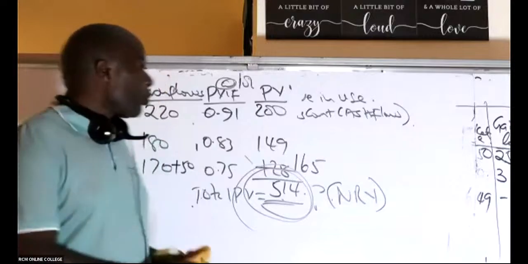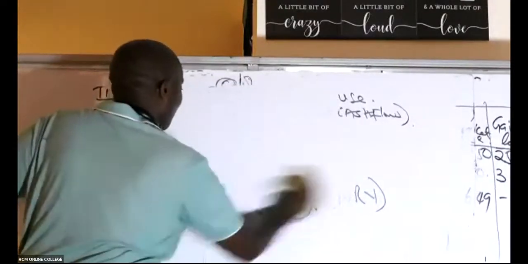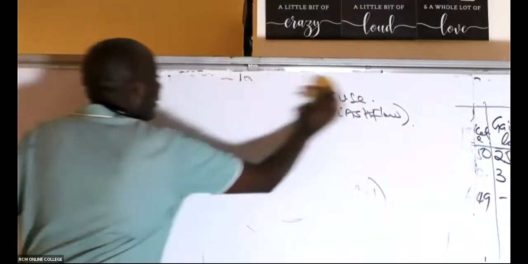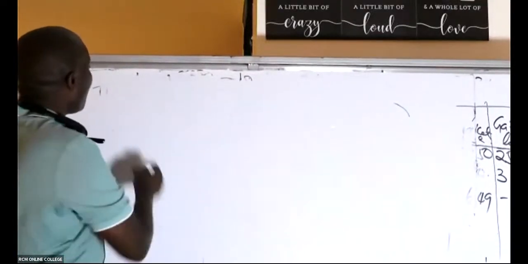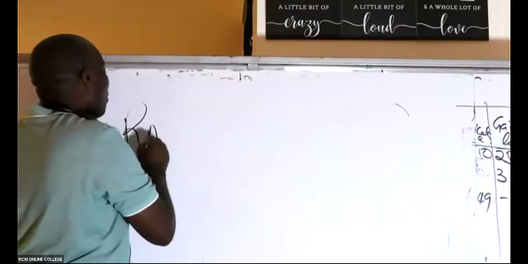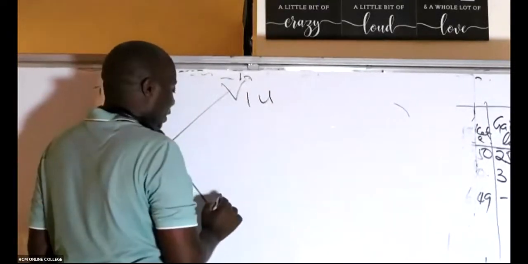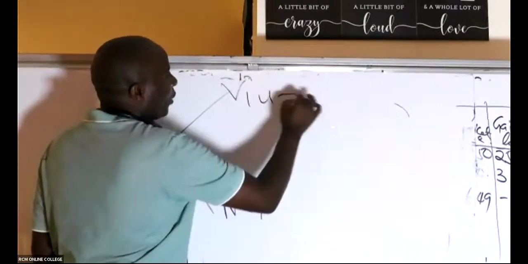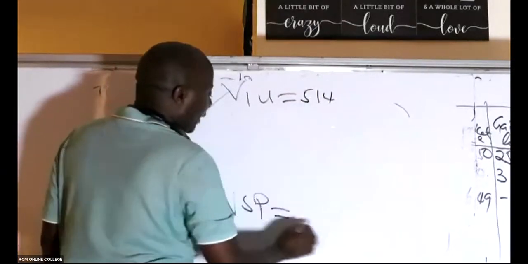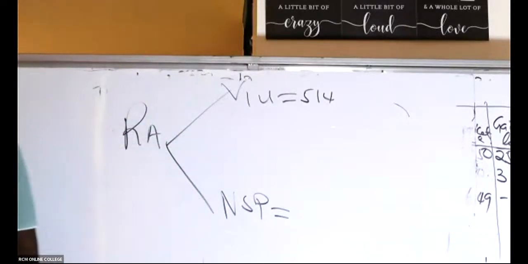So let's come now to the recoverable amount. What do we have here under recoverable amount? We are comparing two things. We have value in use, and then we have, ladies and gentlemen, the net selling price. So value in use is 514, and the net selling price, should they sell this machine, how much in this case here will they be able to get?